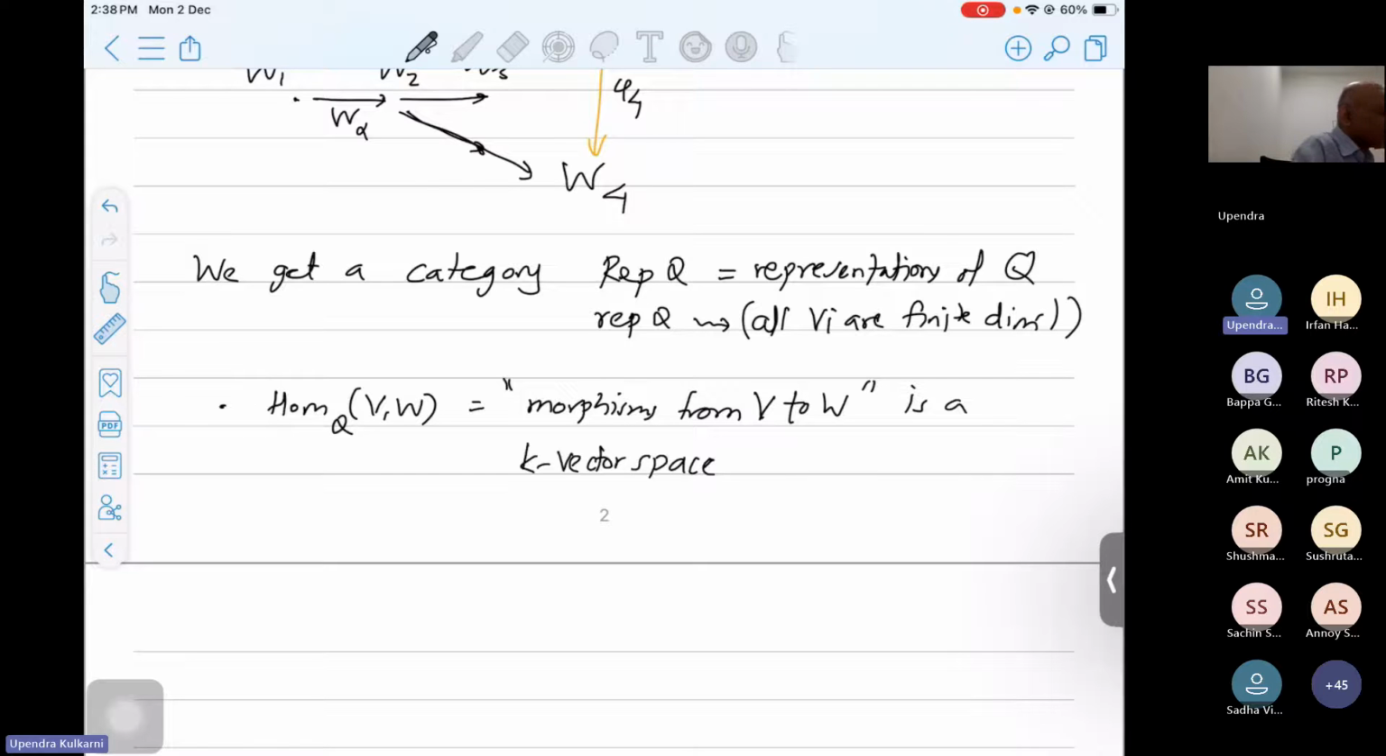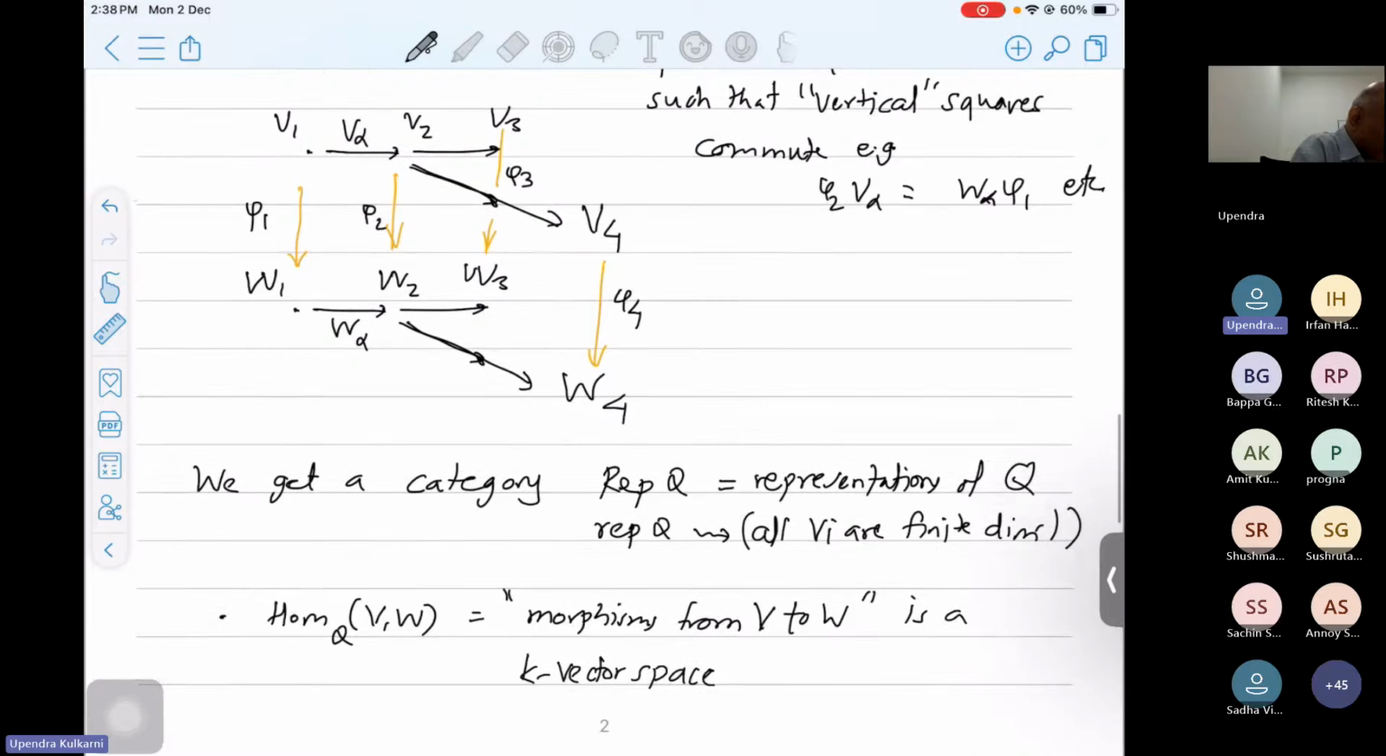So how do I add two maps? I'll just do it pointwise. How do I scale a map? I do it pointwise. Because every square commutes for individual maps. So let's say I have phi and psi. Then every square commutes for phi and every square commutes for psi. Therefore, every square will commute if I take phi plus psi.